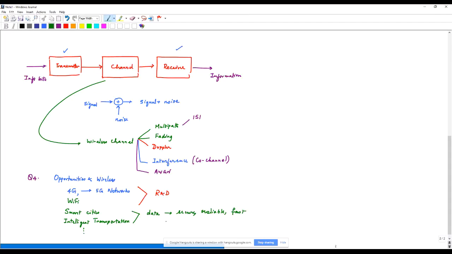And it must be easily deployable, and you should not have to do any wiring. All of these requirements are met by wireless systems. In the future, when we talk about electric vehicles, there is a lot of data being acquired for electric vehicles. All of this has to be communicated wirelessly.